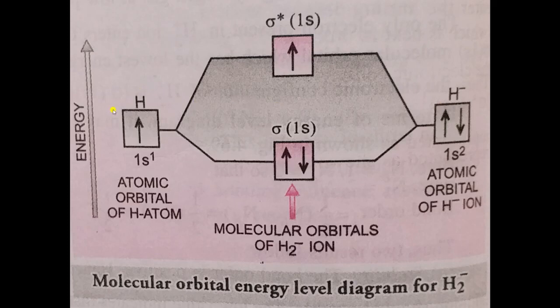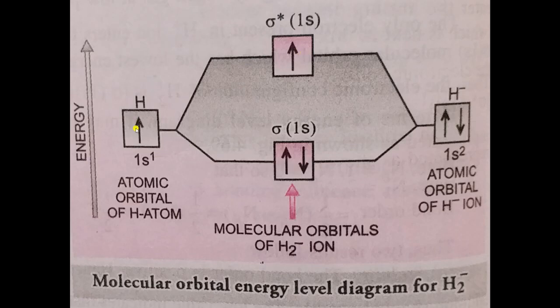The electronic configuration of hydrogen is 1s1. One electron is present in the 1s orbital, so here you will fill one electron. Now here there is a negative charge over the hydrogen atom, which means there is one extra electron. So the electronic configuration of H negative is 1s2. Two electrons are present in 1s, so here you will fill two electrons with opposite spin. Now you have to fill molecular orbitals.